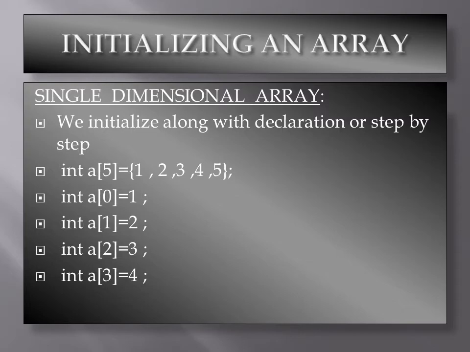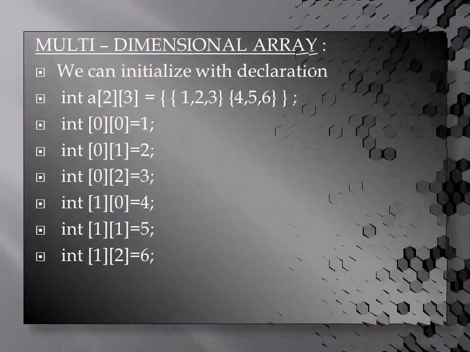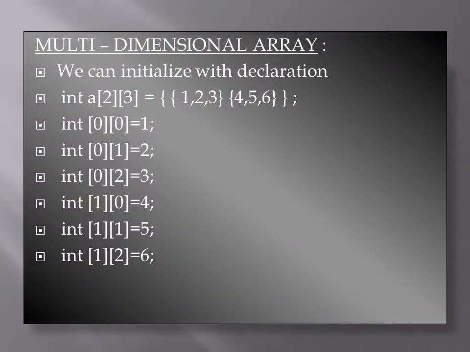Next we look into multi-dimensional array initialization. This is how we initialize multi-dimensional arrays. We can initialize with declaration as well. Here 1, 2, 3, 4, 5, 6. This is the 0th row, and all three columns are filled. The next one is the first row, and all three columns are filled. And the next few lines show the step-by-step initialization of each row and column. Now this is how we initialize using declaration.